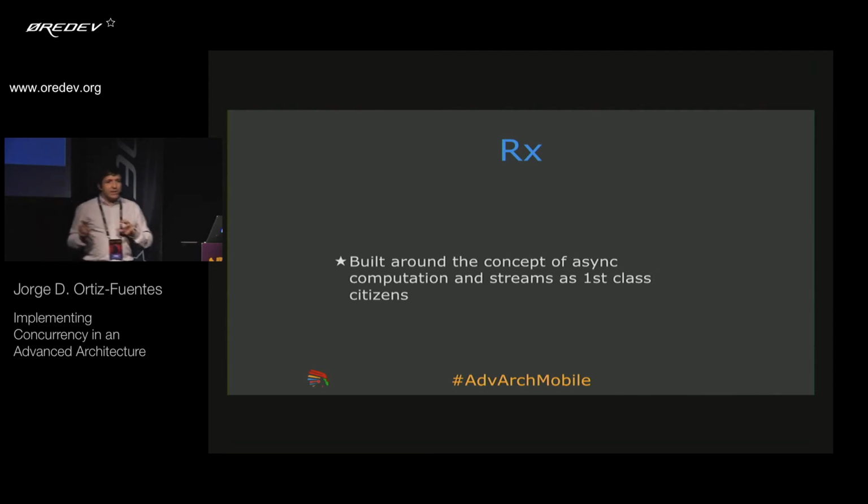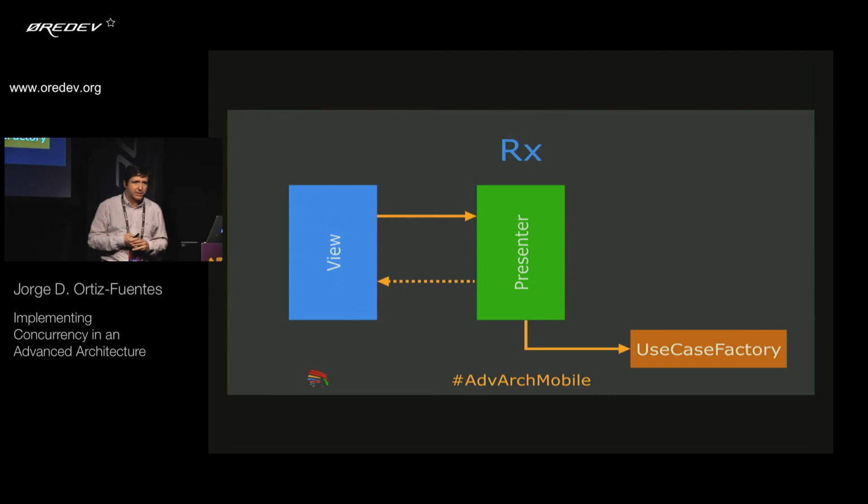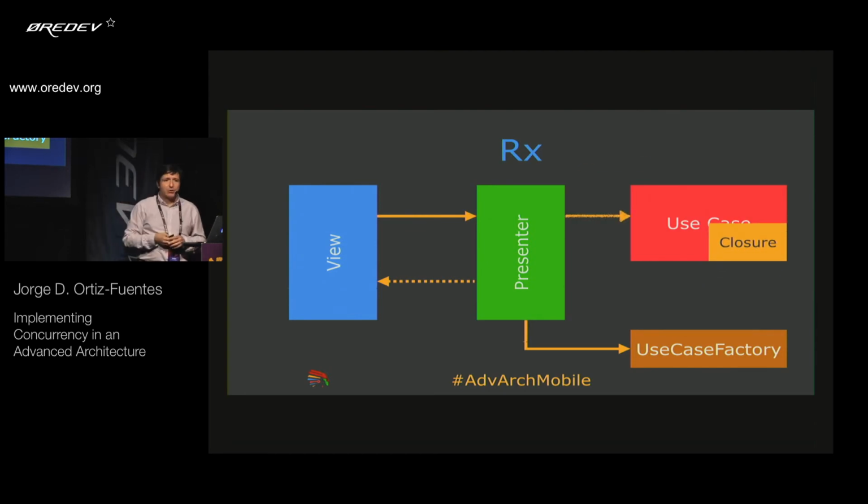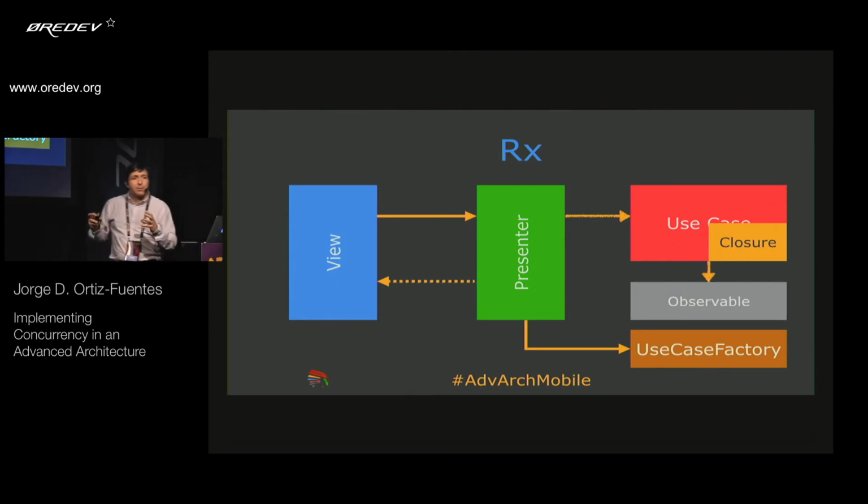So dealing with this at a higher level as a first-class citizen in the architecture is what we do with Rx. How does it work? Exactly the same as futures. We define the closure, we pass it on to the use case factory, and then we have the use case created by the use case factory. When we want to execute it, we have already passed the closure to it, and we have a local reference to the use case. Then we create an observable.